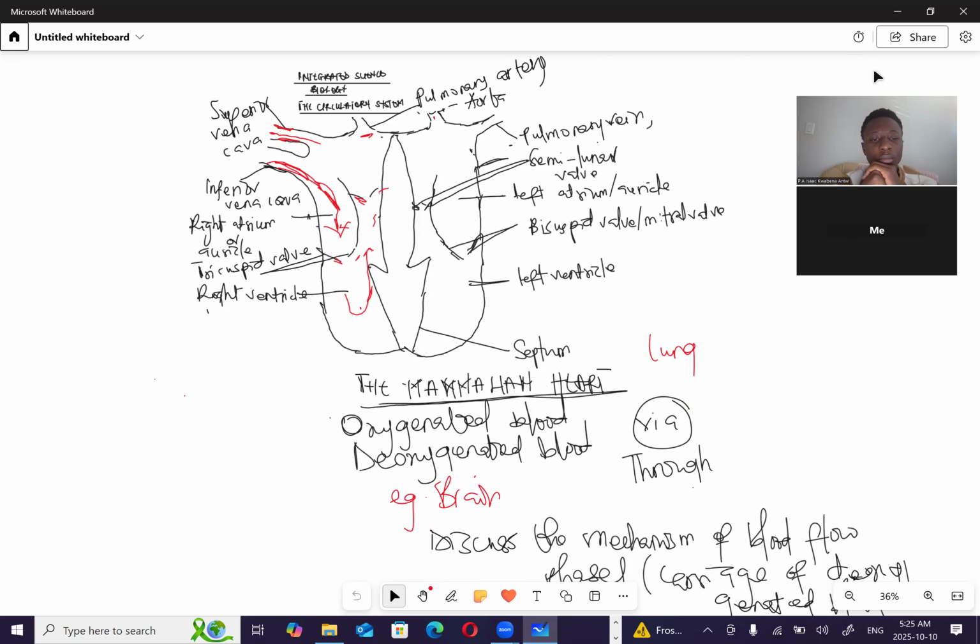When it's filled up, the semilunar valve opens as a pathway to the pulmonary artery and through the lungs for oxygenation. When you go on, try and connect the sentences properly. So the semilunar valve opens to allow the blood to flow to the pulmonary artery and then to the lung for oxygenation.